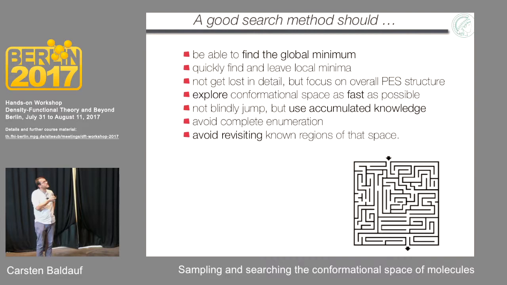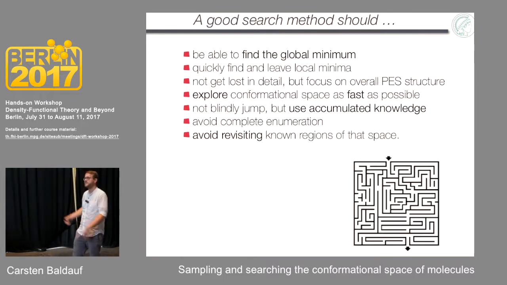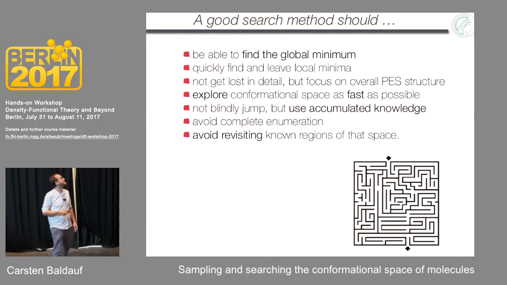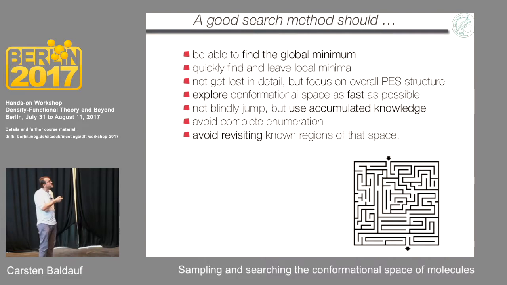We should use the knowledge that we accumulate in the process of the optimization. So we have sampled already a few areas. So I know that these areas are good, but I don't need to sample here longer. I can go there now. So we have to keep this in mind, or the algorithm should keep it in mind. And we should avoid complete enumeration, because that means that we are not faster. The goal of using such a heuristic technique is to be faster than a complete enumeration or a totally random enumeration, right? And we should avoid revisiting known regions of that conformational space just for saving computer time.